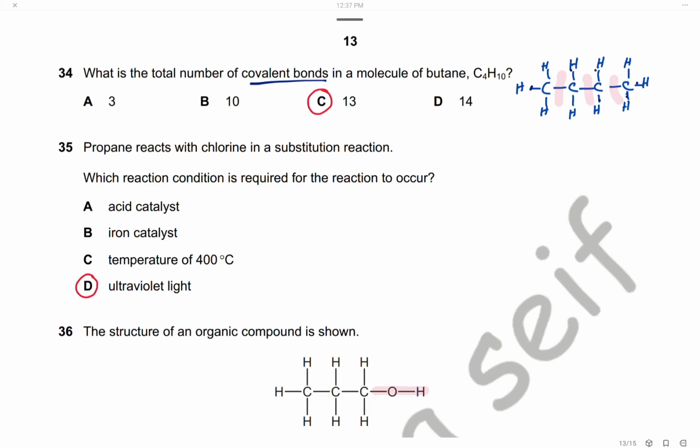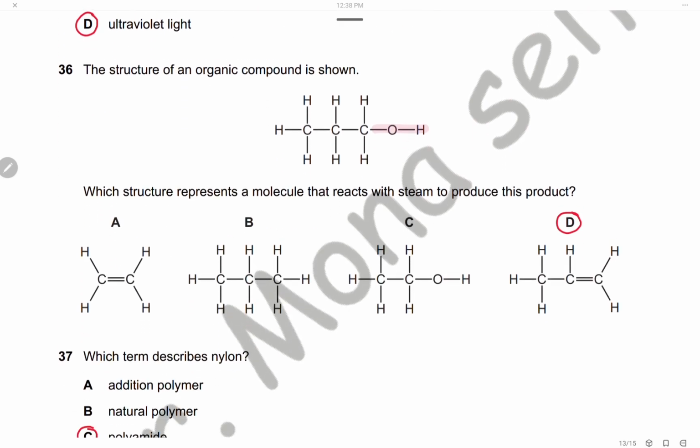Question 35. Propane reacts with chlorine in a substitution reaction. Which reaction condition is required for the reaction to happen? This substitution reaction needs ultraviolet light to happen. It means it's a photochemical reaction, which needs ultraviolet light from the sun to happen. The answer is D.